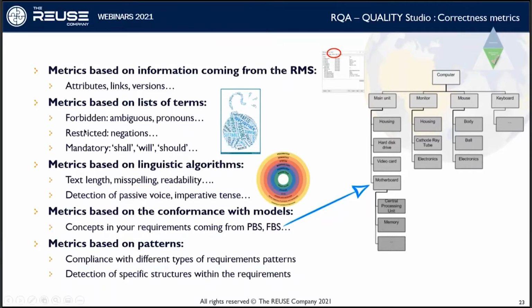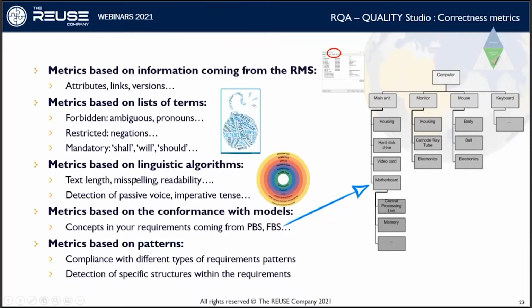Then we have the metrics based on the vocabulary. So is it a forbidden word? Is it a restricted word that you should only use once? Or is it mandatory, that you have to use at least once? So you have different cases that are set by default, and you can also add your own metrics.